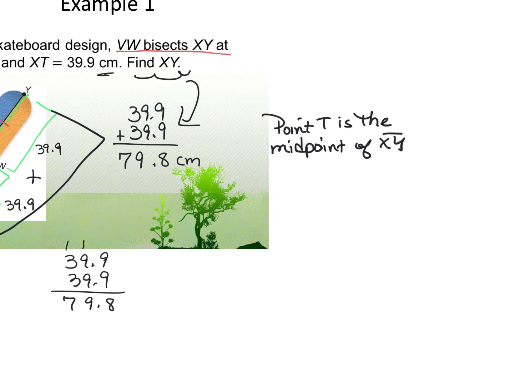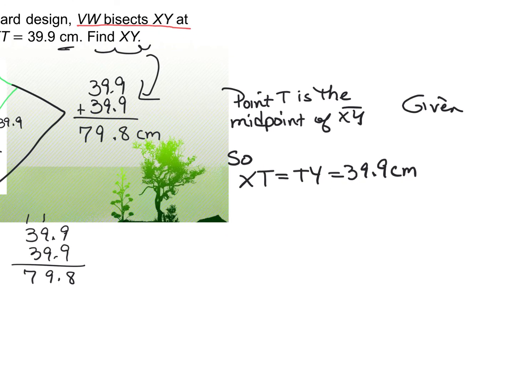And over here you have to give a reason why you could say that, and you could say that it's given. Or you could have also said that VW bisects XY at point T. So because of this, we know that XT is equal to TY. And then they also told us that XT equaled 39.9. And again, this was still given, the 39.9 equaled the TY.